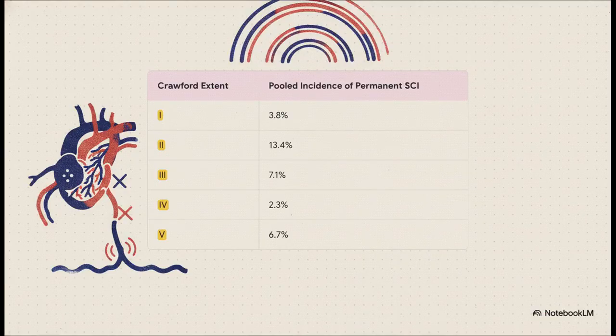And this is why that Crawford classification we talked about is so critically important. This table is stark. It directly links the anatomy of the aneurysm to the risk of permanent paralysis. Just look at the number for Crawford type 2, the most extensive repair. The risk of permanent spinal cord ischemia skyrockets to a staggering 13.4%. That's more than 1 in 8 patients.